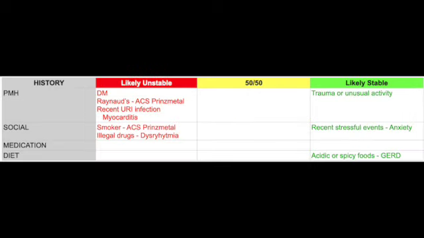You also want to briefly ask about their history. High risk for unstable angina are history of diabetes, Raynaud's phenomenon, recent upper respiratory infection, or if the patient is a smoker or has been using illegal drugs. And likely causes of stable angina are recent trauma or unusual activity involving the chest, recent stressful events, or recently eating spicy or acidic foods.